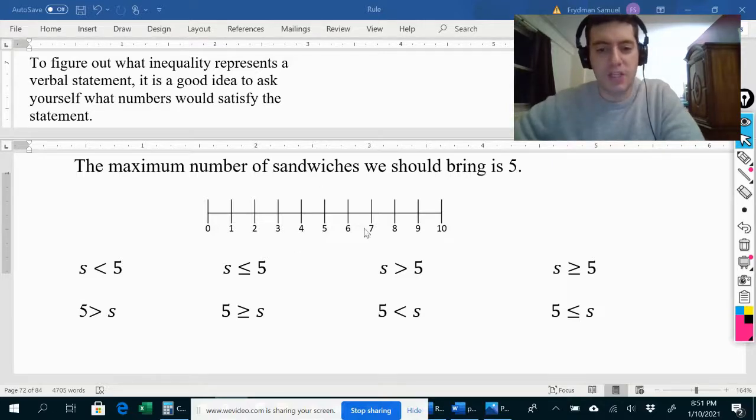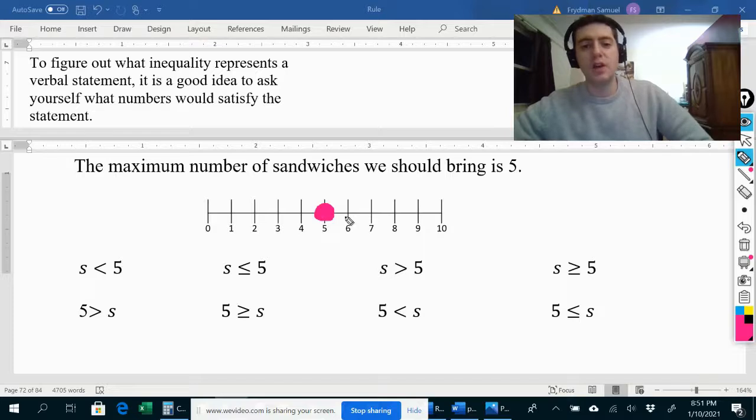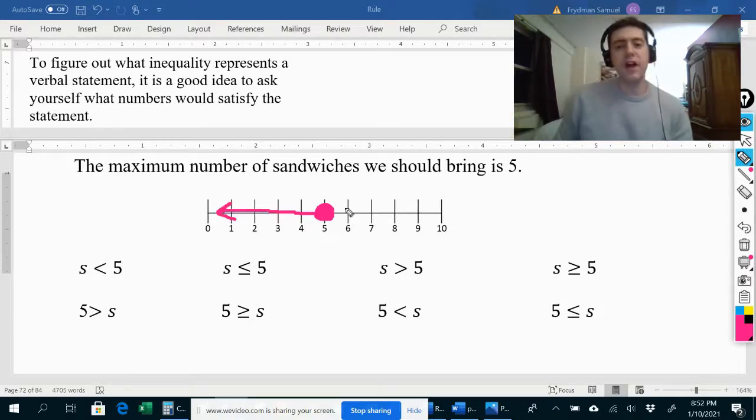So if 5 is the maximum, would it be okay to bring exactly 5? Yes, that would be okay. But we don't want to bring any more than that. So would it be okay to bring 6 or 7 or 8? No. But would it be okay to bring 4? Yeah, that would be okay. Would it be all right to bring 3? That's fine. So if 5 is the maximum, then we can bring 5 sandwiches or less. 5 is the most that we can have.